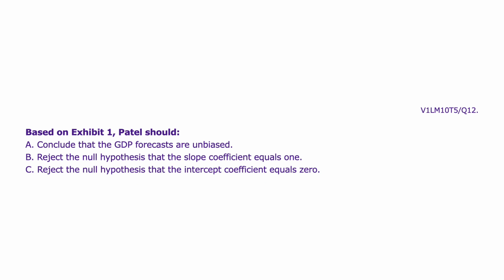Based on Exhibit 1, Patel should A. Conclude that the GDP forecasts are unbiased. B. Reject the null hypothesis that the slope coefficient equals 1. C. Reject the null hypothesis that the intercept coefficient equals 0.